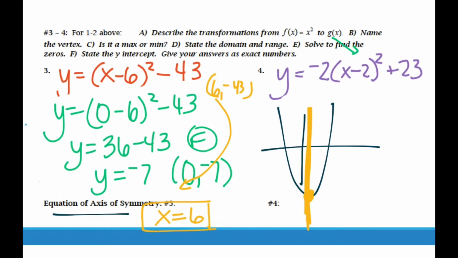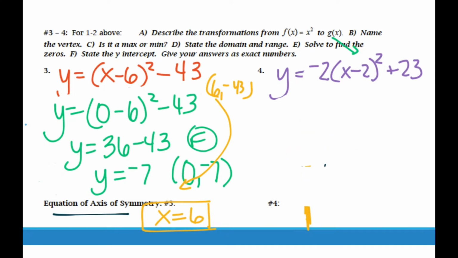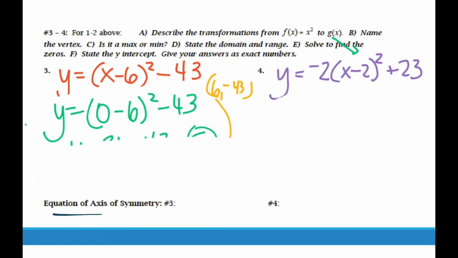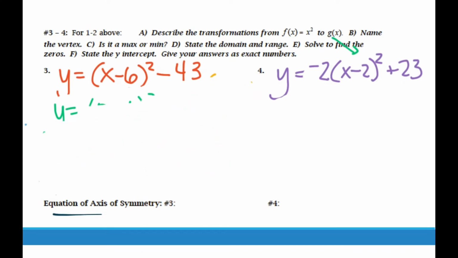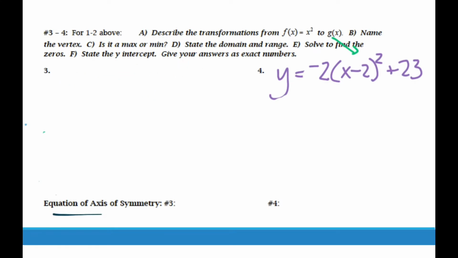Okay, now let's go to number 4, and we're just going to go through the same process. Just note that since we already solved it back up in the warm-up, I already know what the answer to E is. We've already found the zeros. So what we found above was 2 plus or minus the square root of 23 halves, and that's your E. So I'm going to skip that part when we get there.